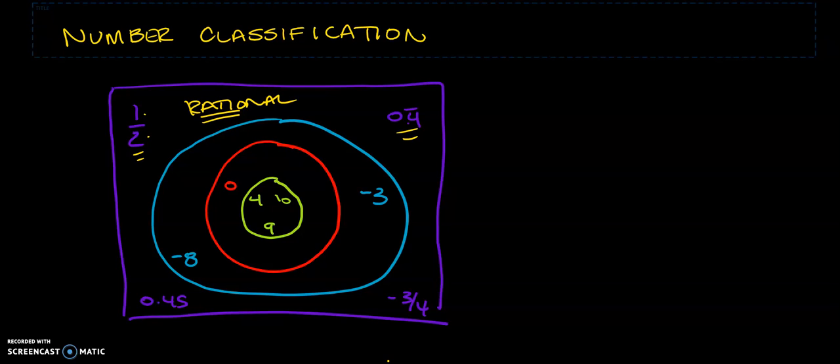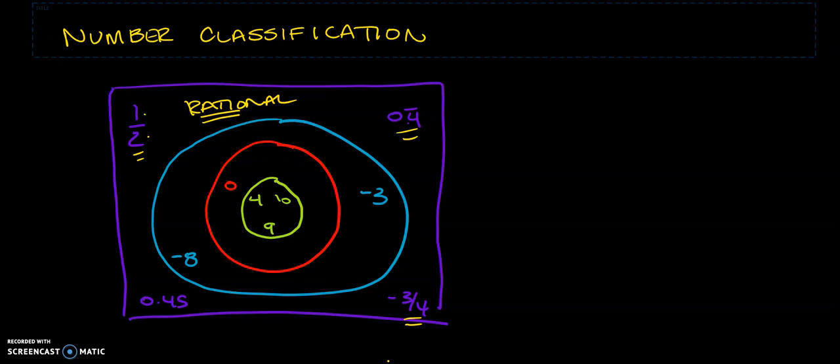0.4 repeating, I've got a separate video that talks about how you can convert 0.4 repeating to a fraction. But we know that can be expressed as a rational number. It's not about whether it's positive or negative. You'll notice that there's a -3/4 here. That is a ratio of -3 to 4. And so that is considered a rational number.